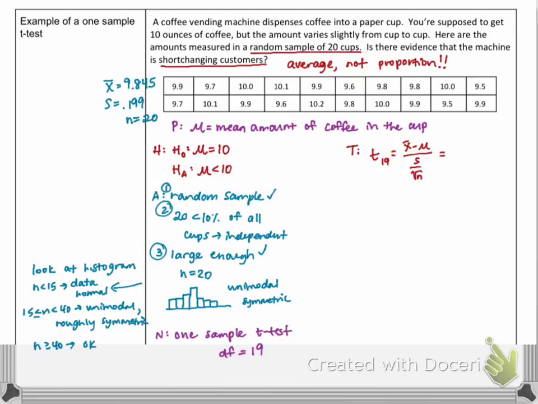So I wrote out the formula for you. Why don't you pause and try to plug in the numbers in the places that they go and make sure that you are doing that part correctly.